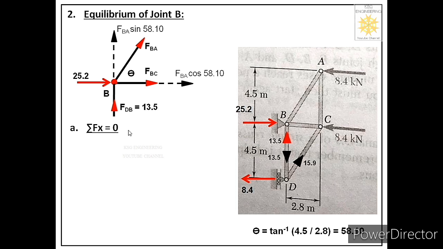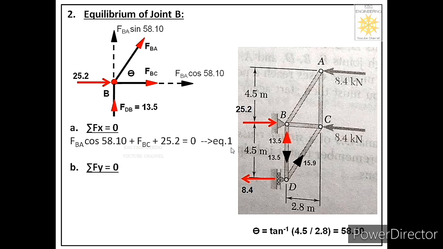How many forces are acting in x direction? There are three forces: 25.2 acting towards right, positive; FBC acting towards right, positive; FBA cos 58.10 acting towards right, positive. So the equation will be FBA cos 58.10 plus FBC plus 25.2 equal to 0. In this equation we have two unknowns, so we cannot solve it. Let us call this equation 1 for time being.